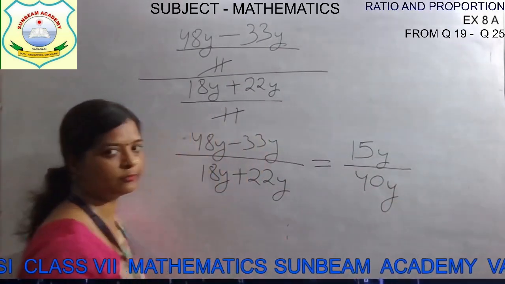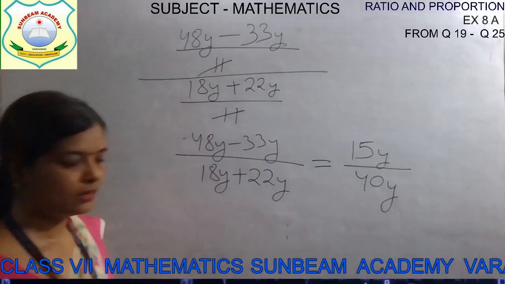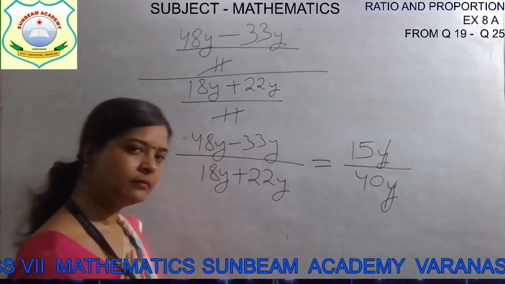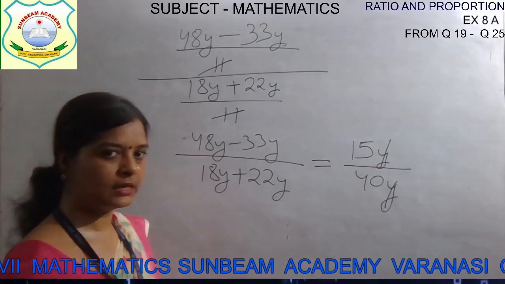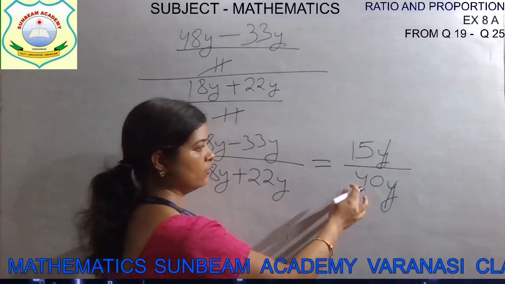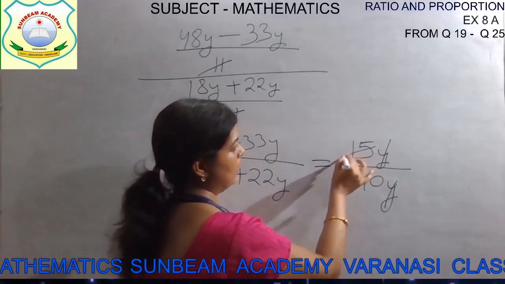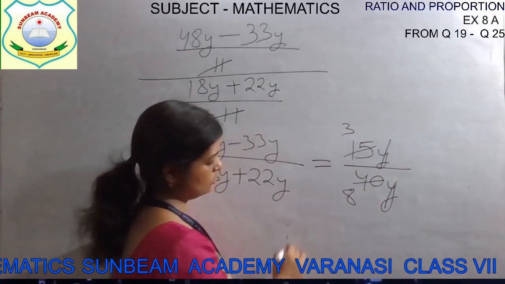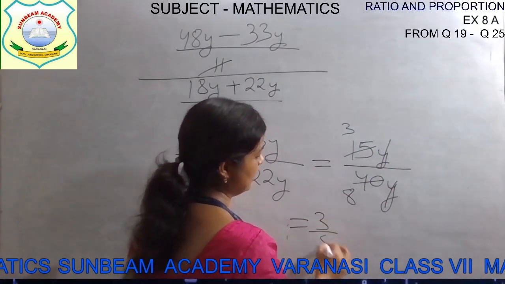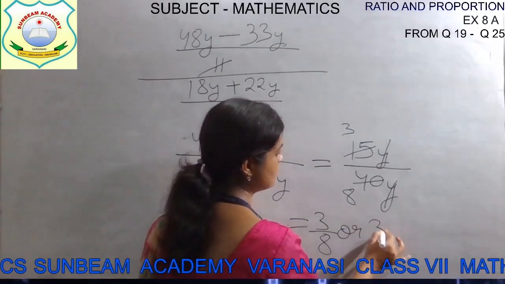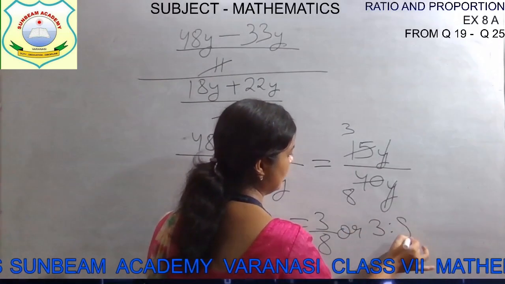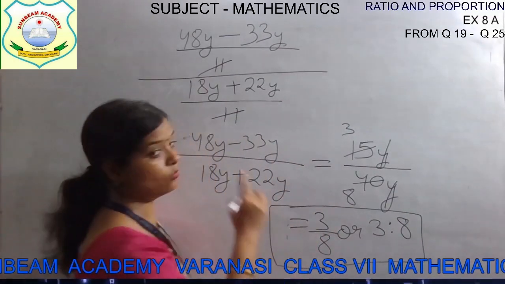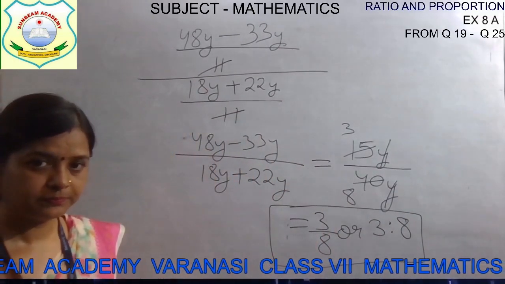4y. So 15y by 40y. Now this y and y are same, we can simplify it. We can cut it. And this also we can simplify. How? 5 3s are 15 and 5 8s are 40. So what is the answer? 3 by 8, or you can write it as 3:8. This is the final answer. This is the value of the given question. Clear?